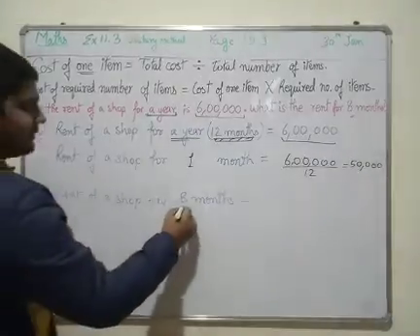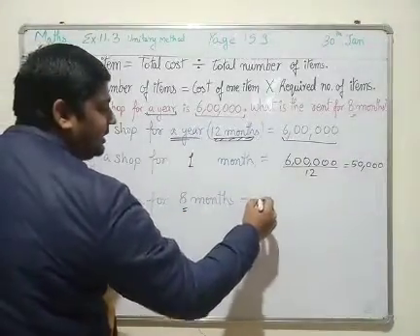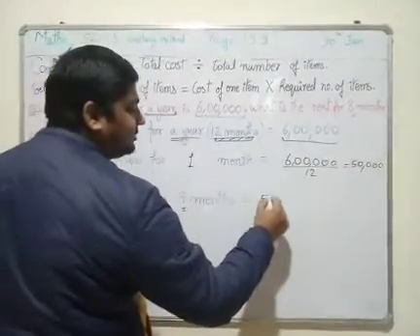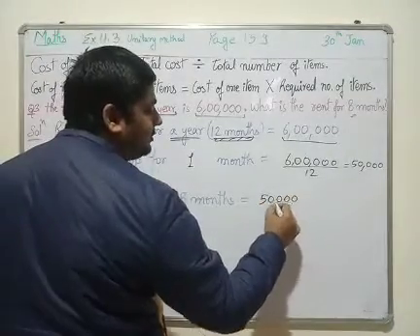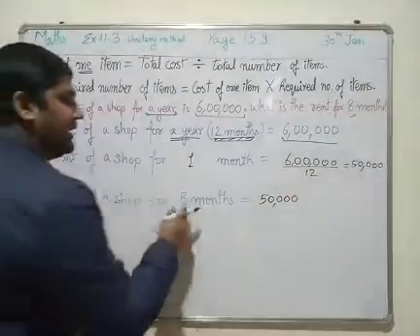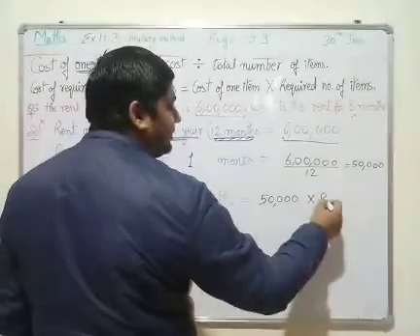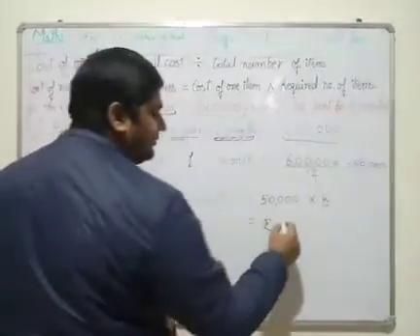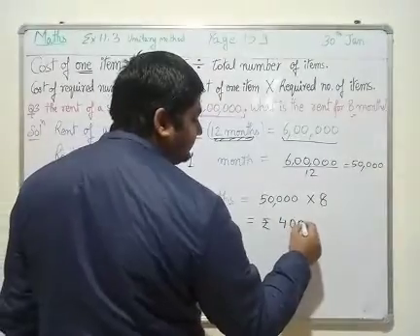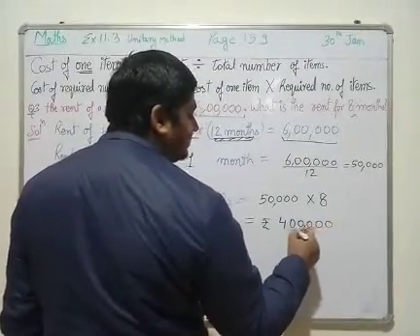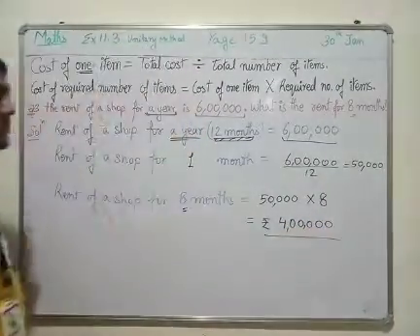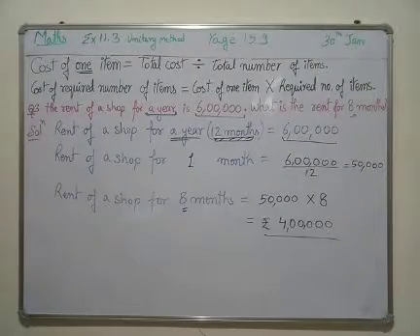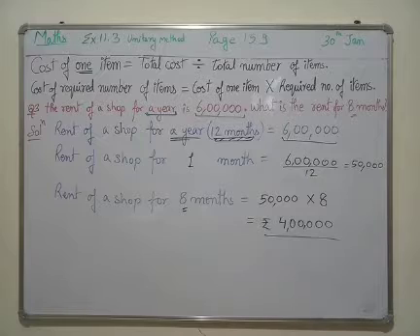अब हम 8 मंथ्स का इजीली बता सकते हैं, that we will multiply 50,000 by what? 50,000 को हम किससे मल्टीप्लाई करेंगे? 8 से मल्टीप्लाई करेंगे. 50,000 multiplied by 8, and the answer will be 4 lakh. So this is how we will solve the question number 3. That is very easy to solve. Now we will do the question number 4, which is also very easy.